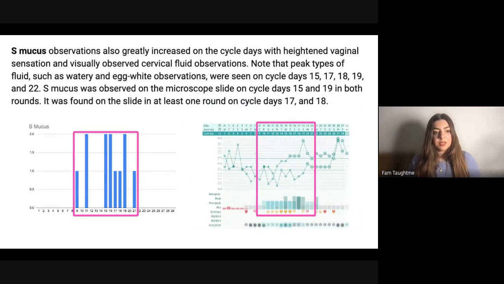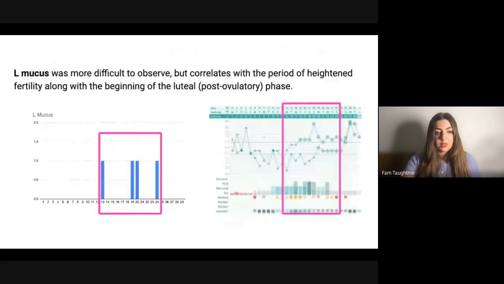Same thing, I took the S mucus observations, which were only seen between cycle days 9 and 21, and many times seen on both cycles on the same cycle day. I took this and then compared it to the chart. Again, you can see the overlap here with the fertile window. The L mucus, this was the most difficult mucus for me to observe out of all of the types, but it correlates with the period of heightened fertility along with the beginning of the luteal phase.